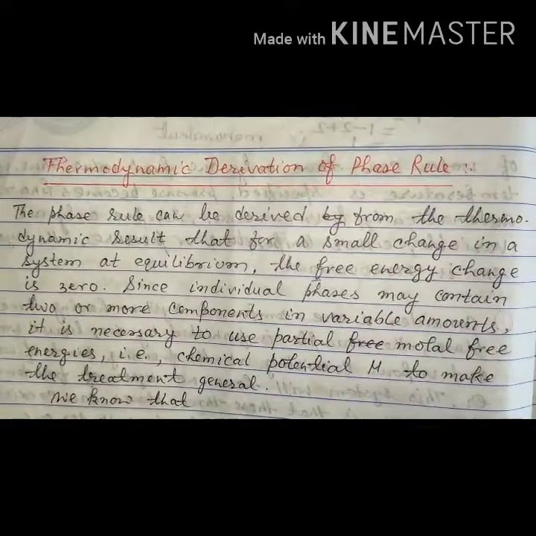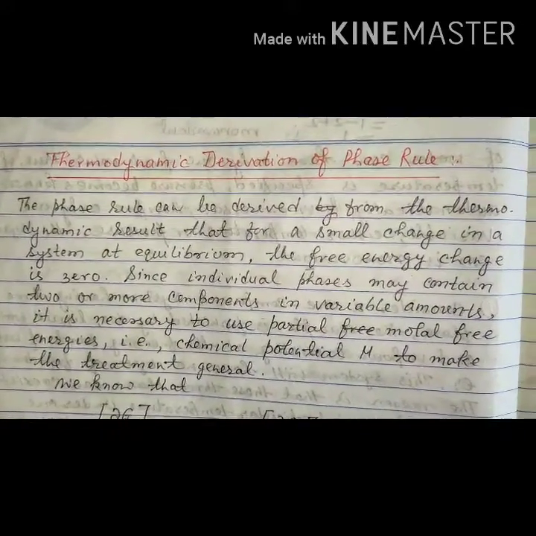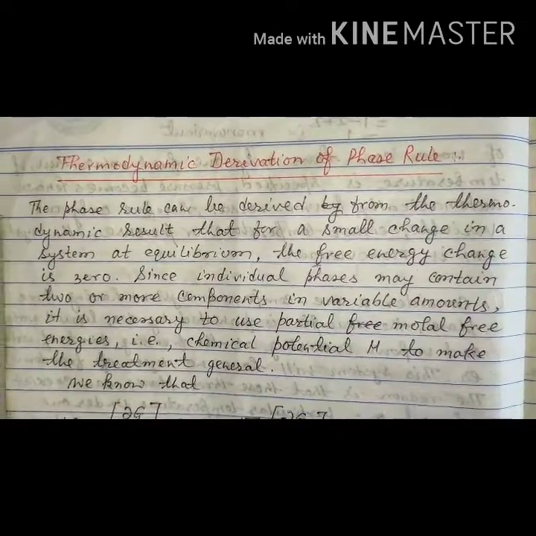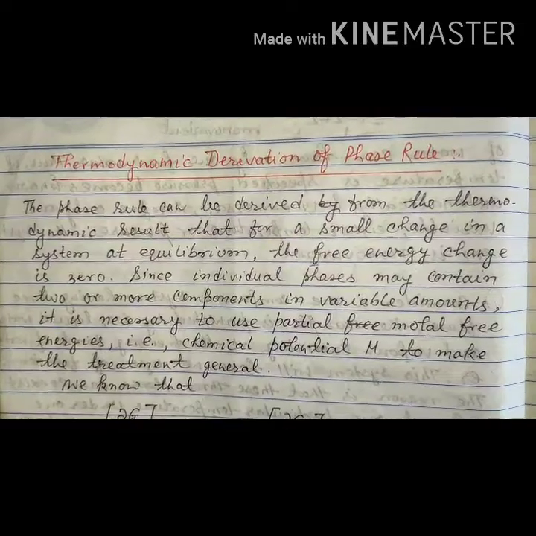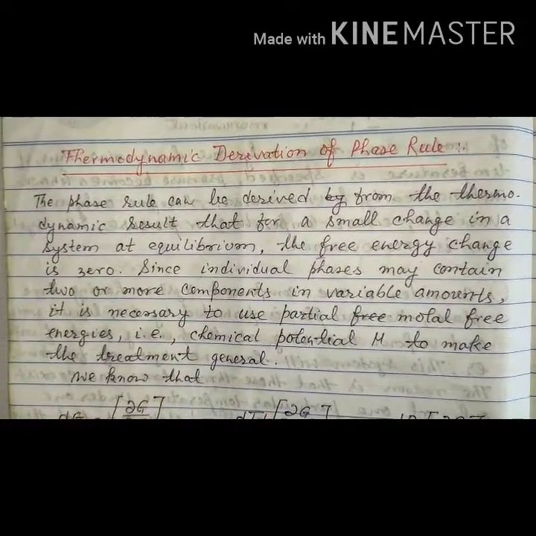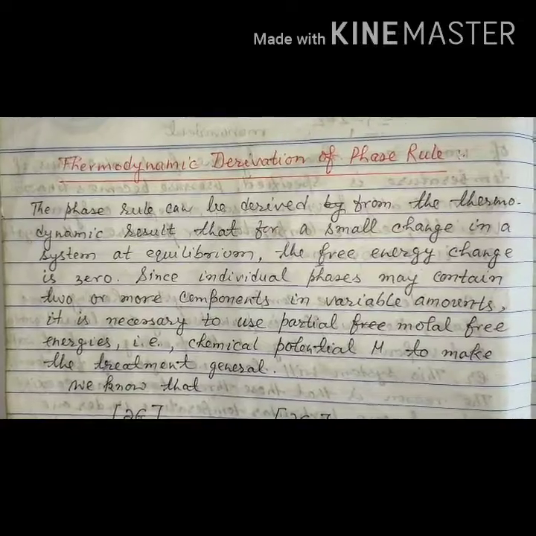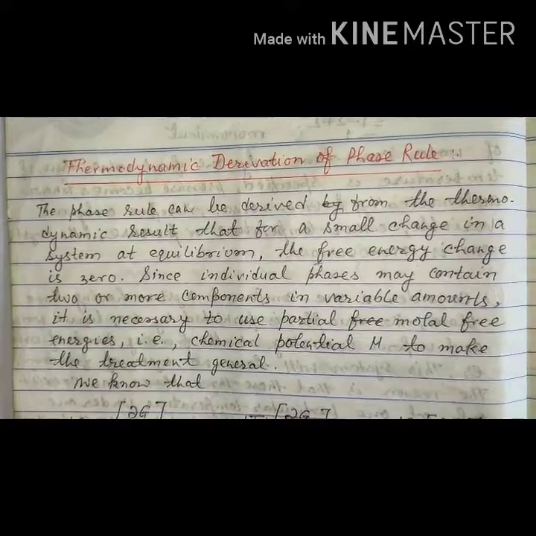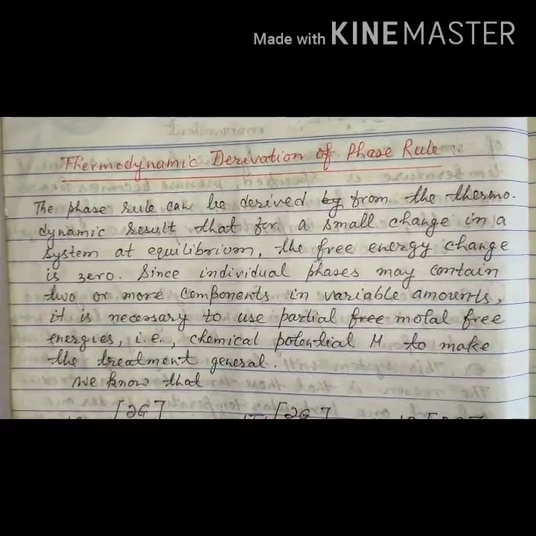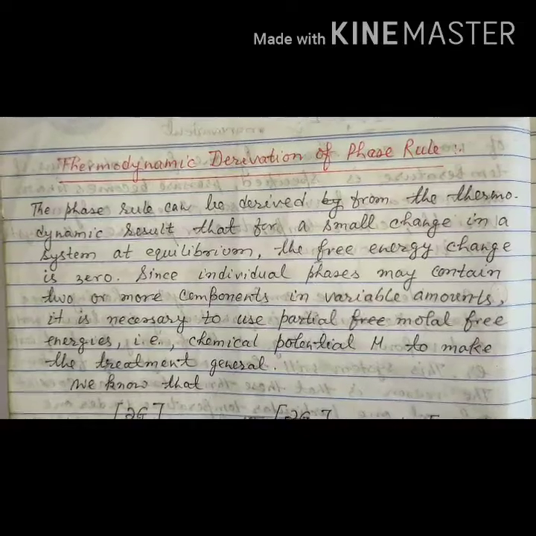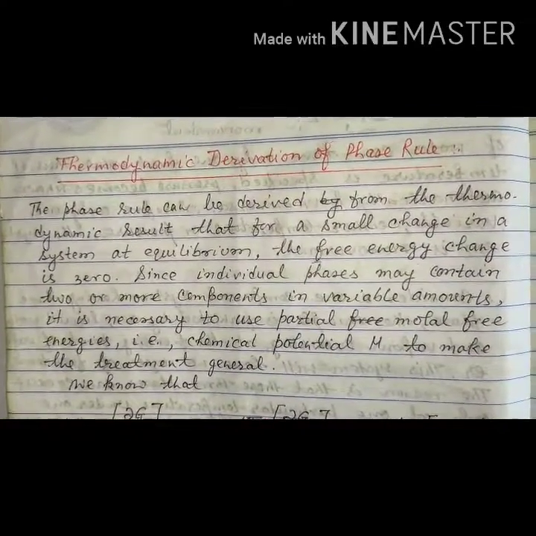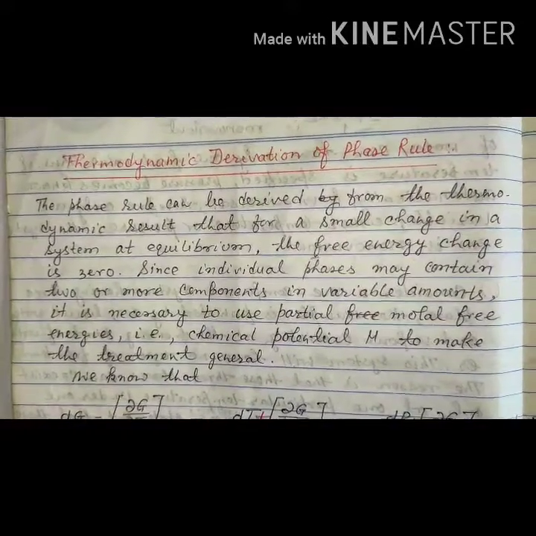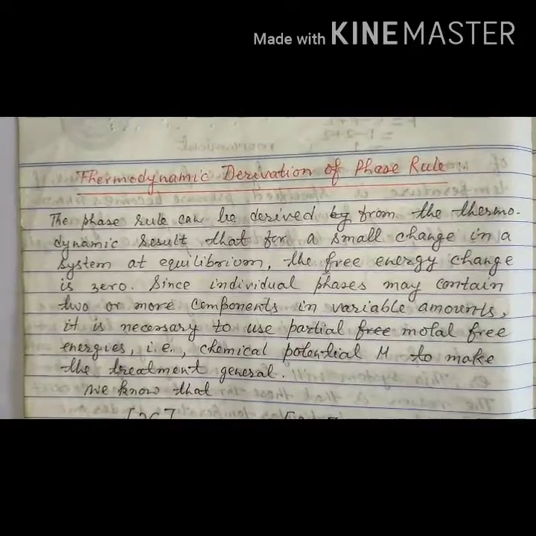Thermodynamic derivation of the phase rule. The phase rule can be derived from the thermodynamic result that for a small change in a system at equilibrium, the free energy change is zero. Since an individual phase may contain two or more components in variable amounts, it is necessary to use partial molal free energy, that is chemical potential, denoted by mu, to make the treatment general.